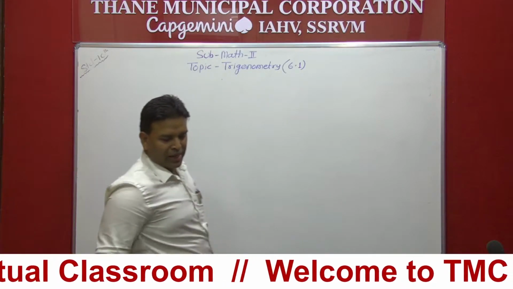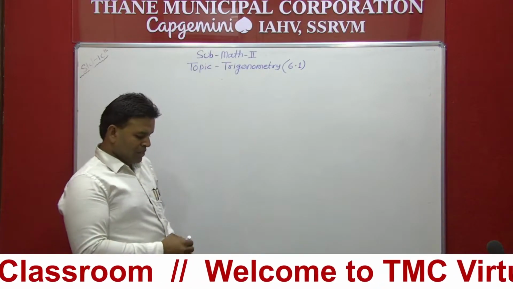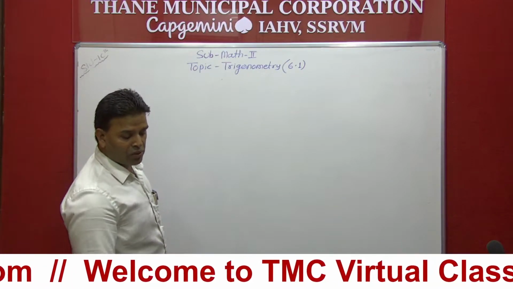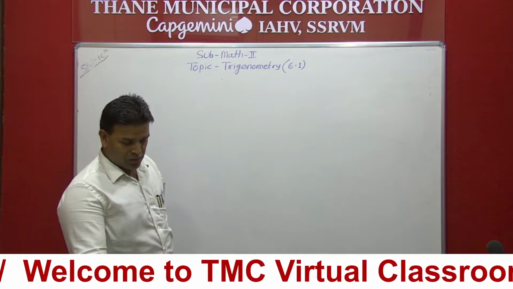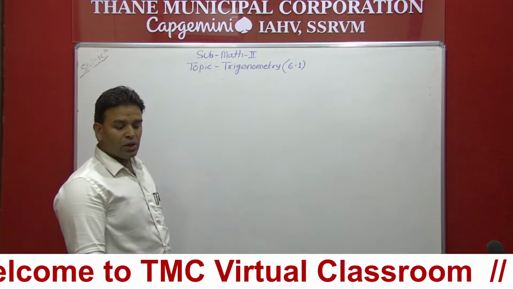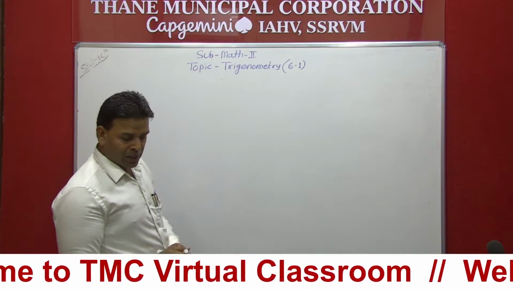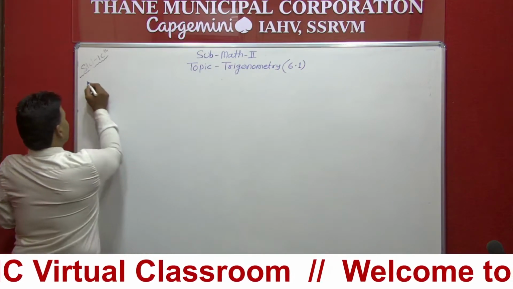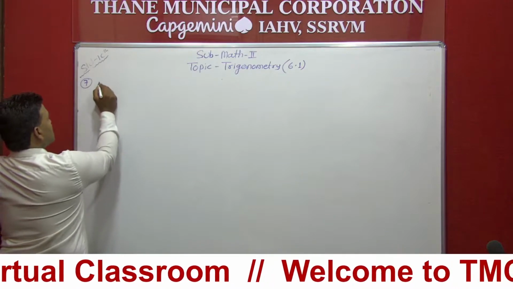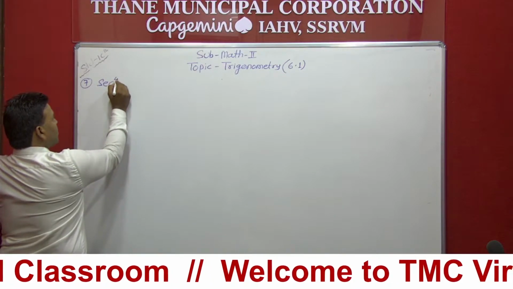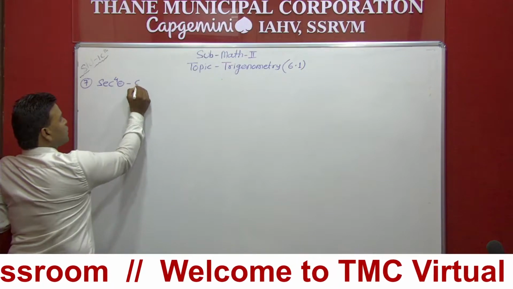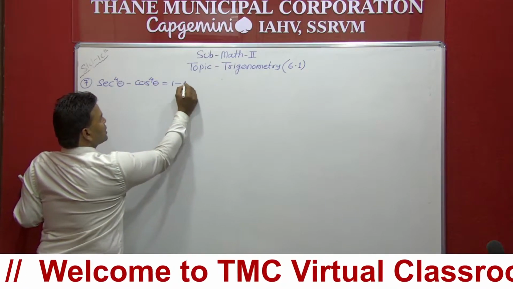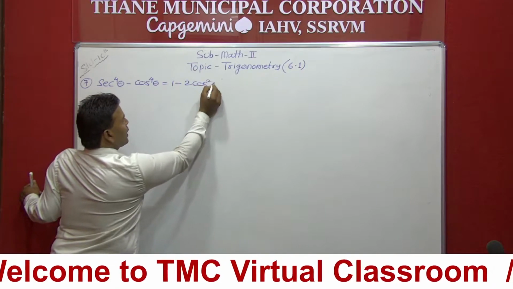Okay students, let us pay attention to question number 7. Question number 7 is sec power 4 theta minus cos power 4 theta is equal to 1 minus 2 cos square theta. So let me write down the question here. Question number 7 is sec power 4 theta minus cos power 4 theta, that is equal to 1 minus 2 cos square theta.